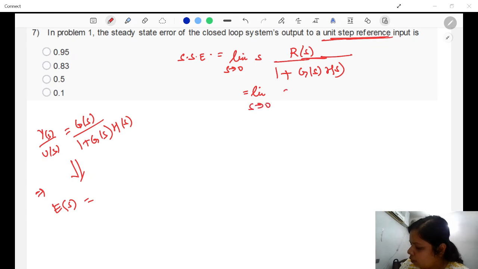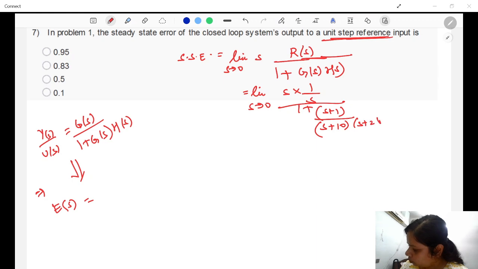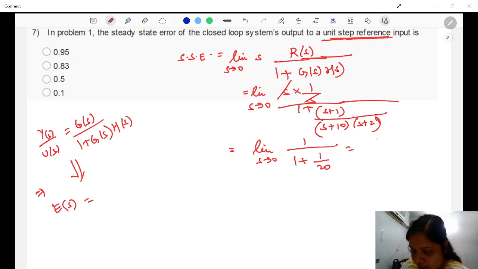Limit s tends to 0, s into R(s), which is 1 upon s because it is step input, upon 1 plus G(s)H(s). For this part you'll have (s plus 1)/((s plus 10)(s plus 2)). Then you can write it to be equal to limit s tends to 0, 1 upon 1 plus 1 upon 20. So it is basically 20 upon 21, right? It would be equal to 0.95.